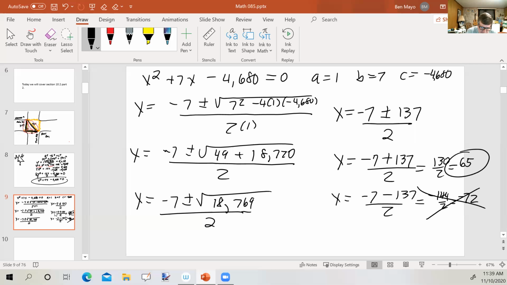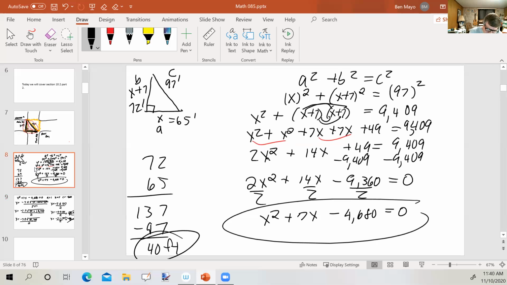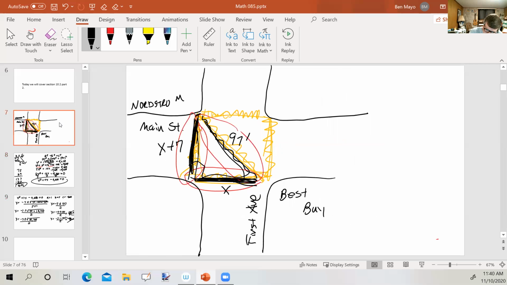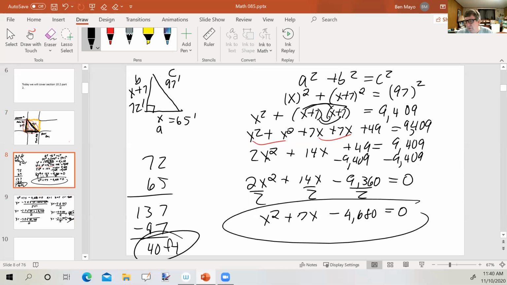So x is 65 feet. X plus 7 would be what? 65 plus 7 is 72 feet. So 72 plus 65 is 137 minus 97 is 40 feet. So basically, instead of walking from here to here, they walk here, they save 40 feet of walking. All right.